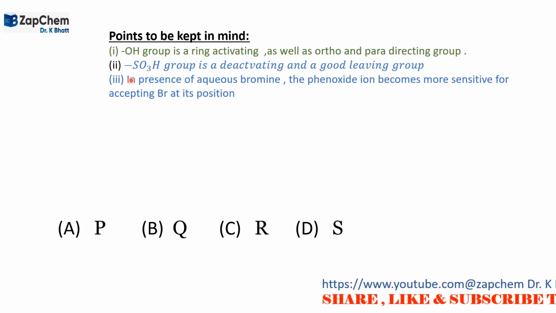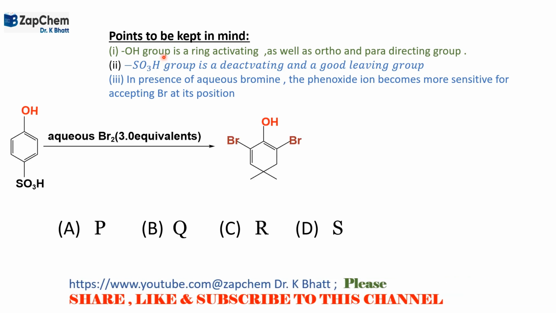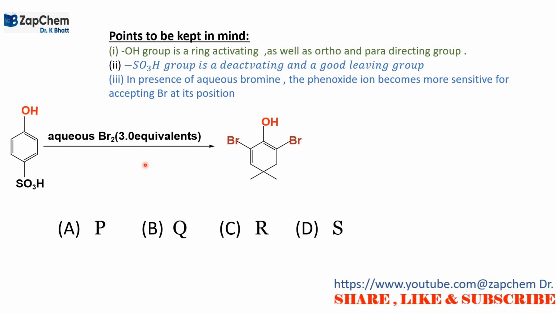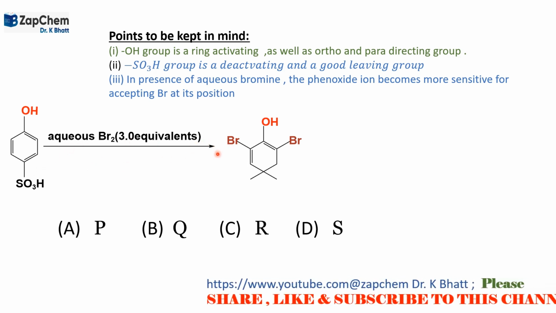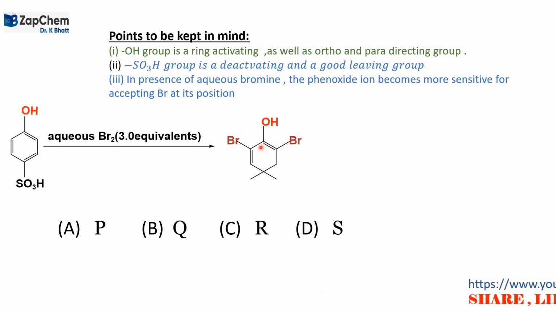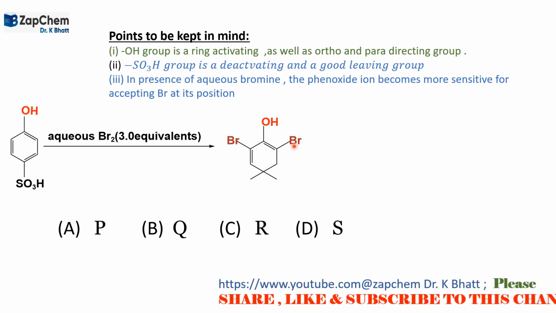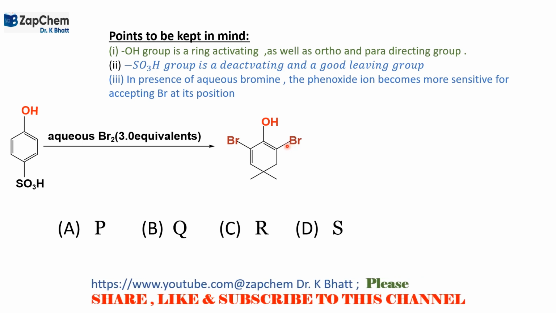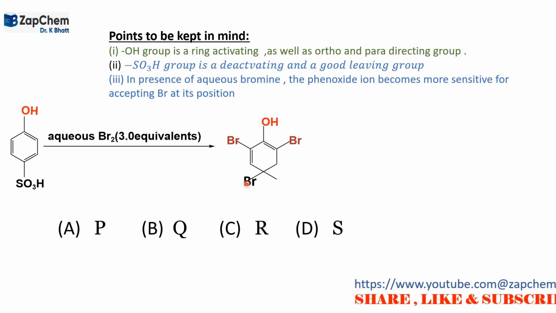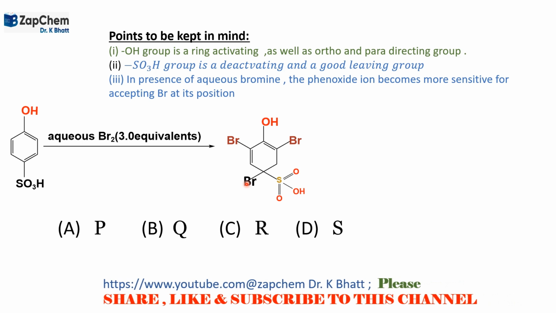Points to be kept in mind. Whatever I have given to you is summarized over here. And here is aqueous bromine, 3 equivalents. When it is treated, what happens is that two bromine atoms are bonded to ortho positions. Now it is the para position which is more important for us here. And one of the bromine atoms gets attached at the para position where SO3H is already there.